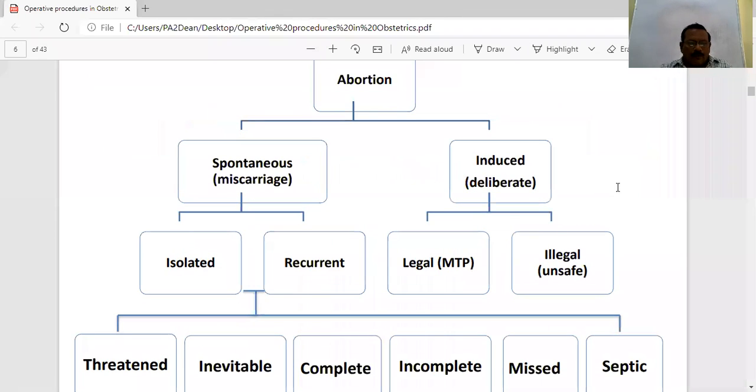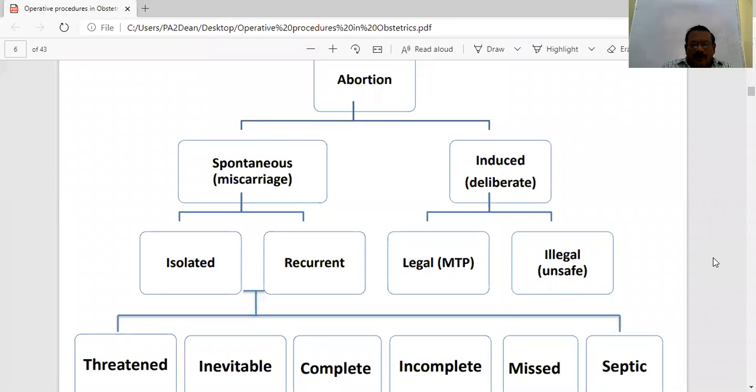The spontaneous abortions may be threatened or inevitable. Threatened means that with medication we can stop the process of abortion and continue the pregnancy. In inevitable abortion, in spite of our complete trials, the pregnancy cannot continue. Complete abortions are those that complete spontaneously without any assistance. Incomplete means part of the products of the pregnancy comes out and some part is retained inside the uterus. That is called incomplete abortion.